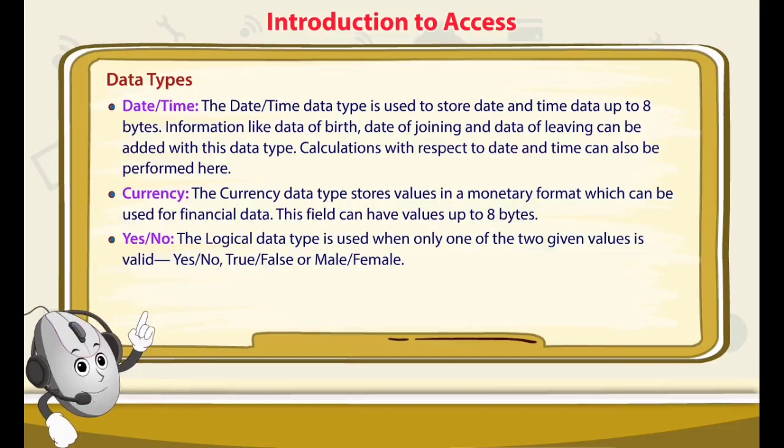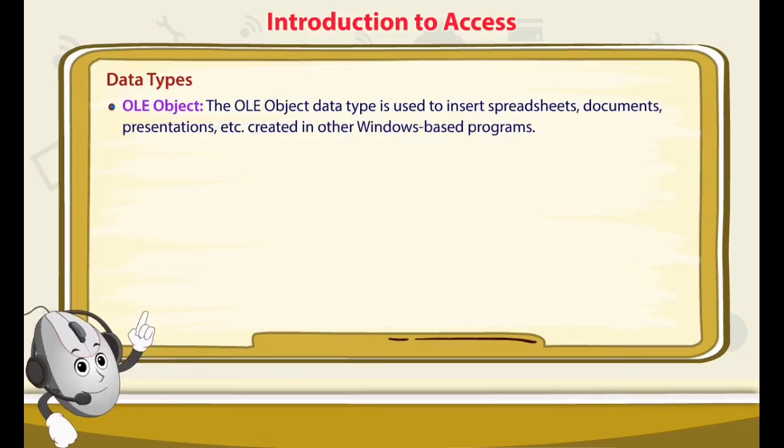Yes, No. The logical data type is used when only one of the two given values is valid. Yes, no, true, false, or male, female. OLE object. The OLE object data type is used to insert spreadsheets, documents, presentations, etc. created in other Windows-based programs.